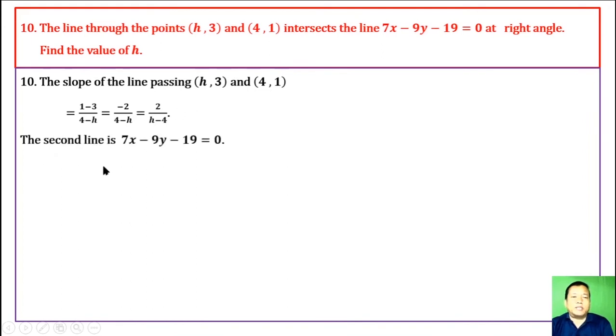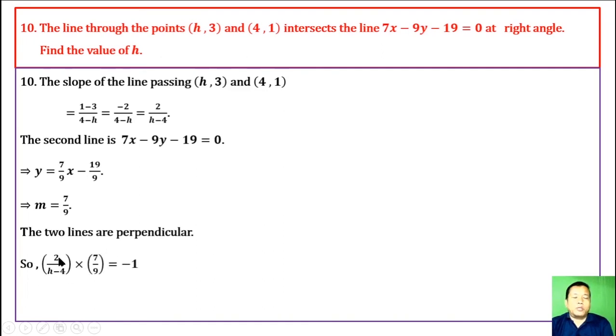The second line is this, from which we solve its slope, that is 7 by 9. The two lines are perpendicular, therefore the product of their slopes must be minus 1, from which we get h equal to 2 by 9.